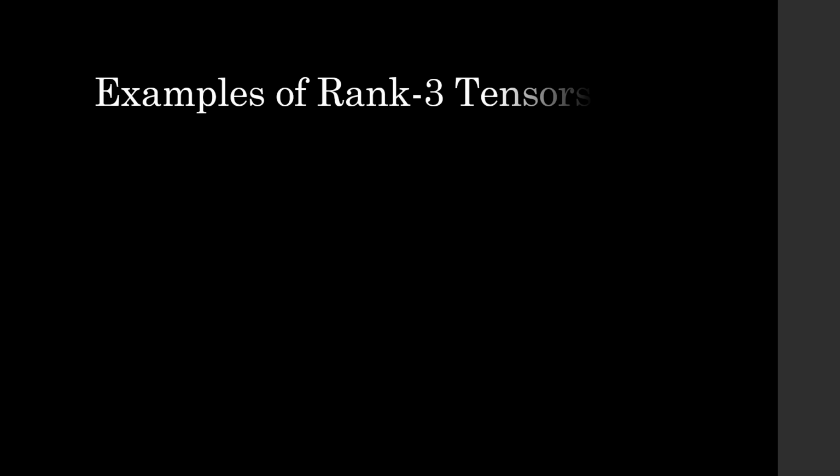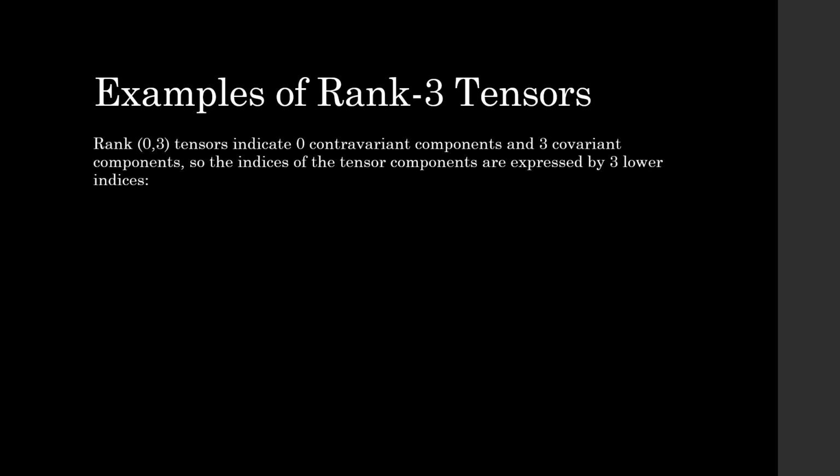We're going to get a little bit more advanced. We're going to look now at examples of rank 3 tensors. We won't have room to show all of them, but we'll show a few of them here. Rank 0,3 tensors indicate 0 contravariant components and 3 covariant components. So the indices of the tensor components are expressed by all 3 lower indices. In this example, we have T sub sigma, mu, nu. This is a trilinear map that takes the product of 3 vector spaces and maps it to the reals.